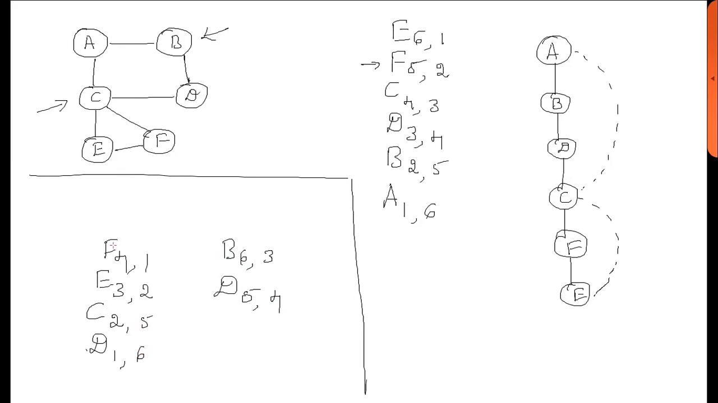So D, C, E, F, A and B will be the new tree. Like this, we can have many other traversal traces for the same graph.